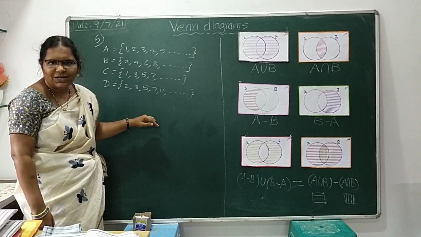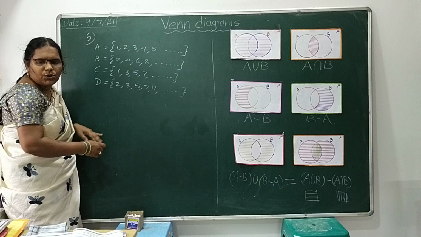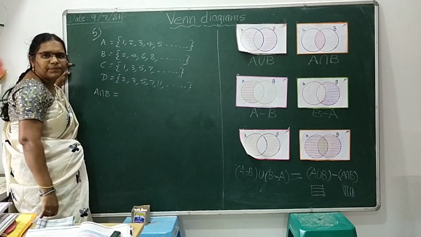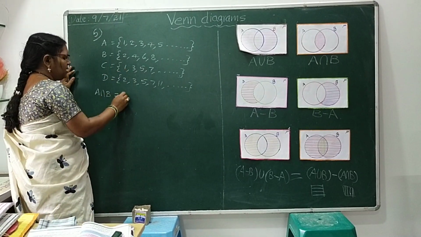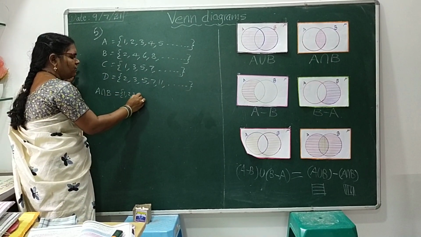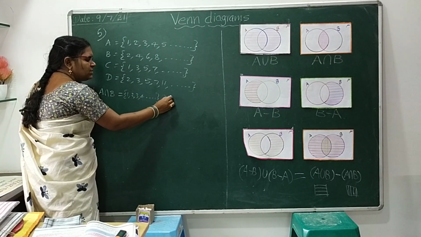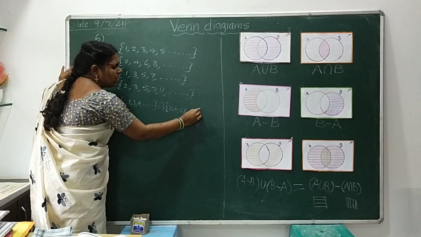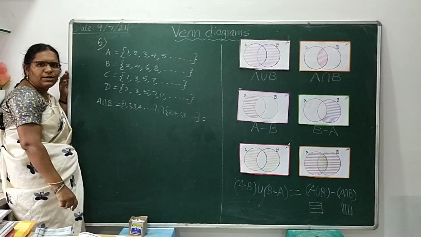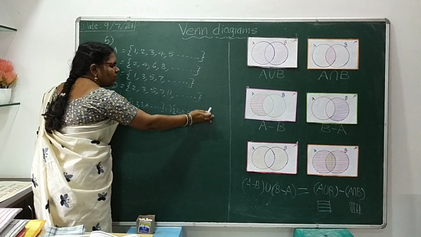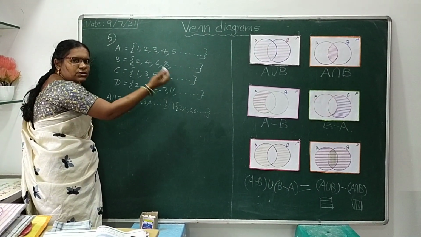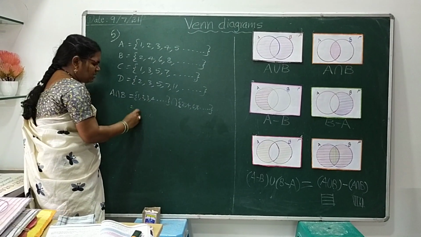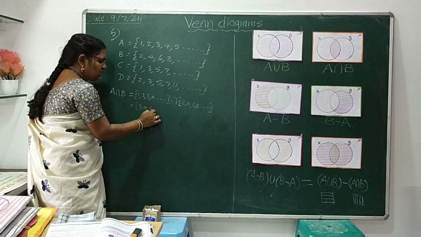The remaining you can do very easily. Let me show you any two of them. I am going to show A intersection B. What is A? 1, 2, 3, 4 and so on. Intersection B: 2, 4, 6, 8 and so on. What common elements do you get here? Here 1, 2, 3, 4 and so on, here only even numbers. Common is all even numbers. Then what we get? 2, 4, 6, 8 and so on.